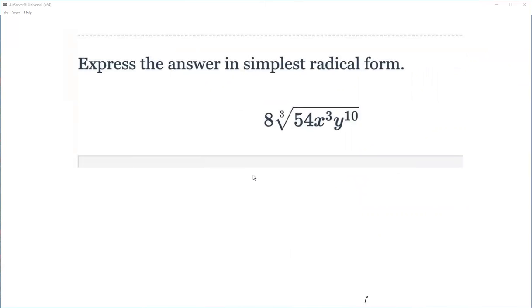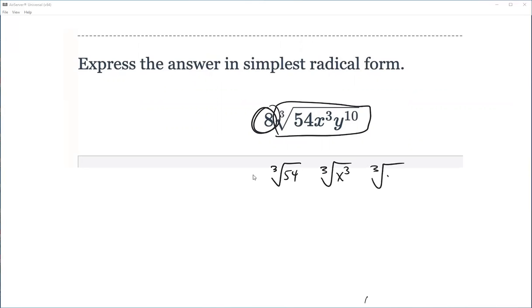All right, this one is 54x cubed y to the 10th power. So let's focus on this, and then we'll bring down the 8. So the cube root of 54, the cube root of x cubed, the cube root of y to the 10th power. This is, I guess, 27 and 2. This is 9 and 3. I'm going to use the factoring method here, and then this is the 3 and 3. Notice that we have a triple of 3s right here. So that comes out, so that's 3. What's left inside is just this 2.